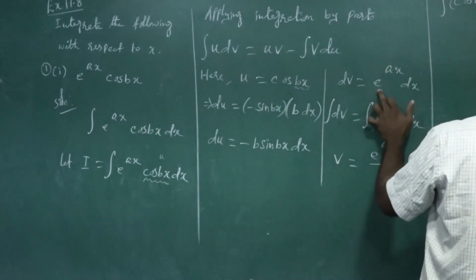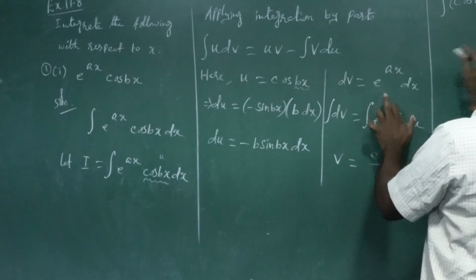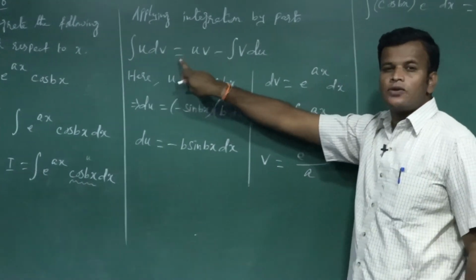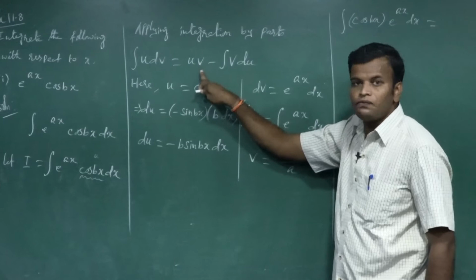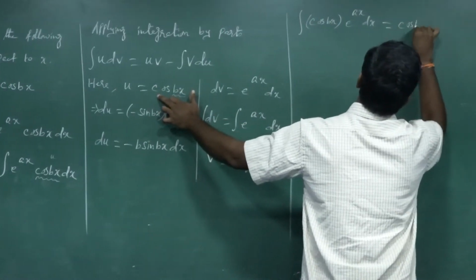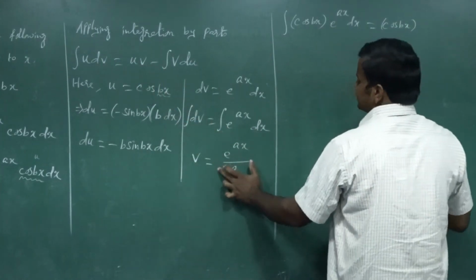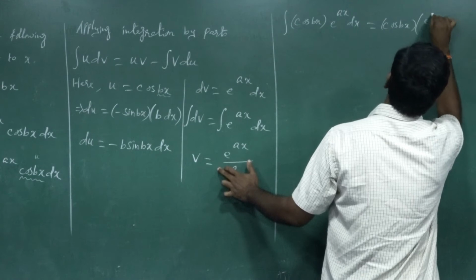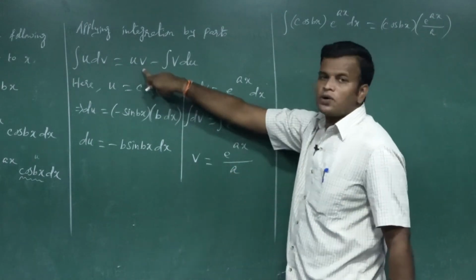dv, the value of dv is e^(ax) dx. Okay, LHS is equal to, in RHS, what are the first two terms? Product of u and v. What is the value of u? cos bx. Okay, the value of v is e^(ax) by a. These two terms are over.